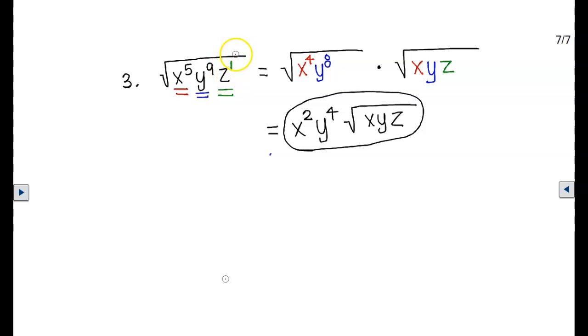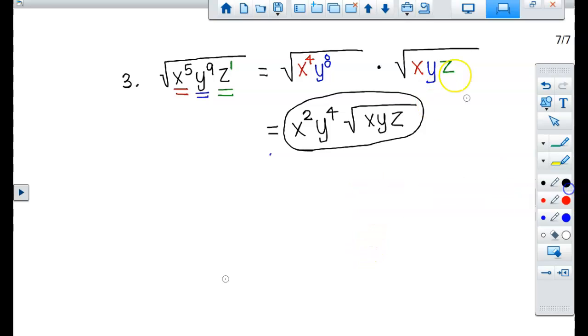For the z to the first, I can't get an even number out of that, so that just goes over here in my non-perfect square radical. He can't be simplified, so I just leave him alone.